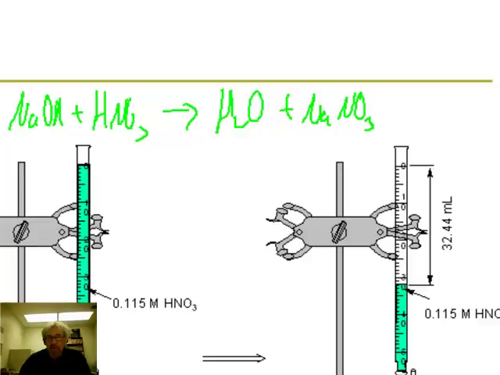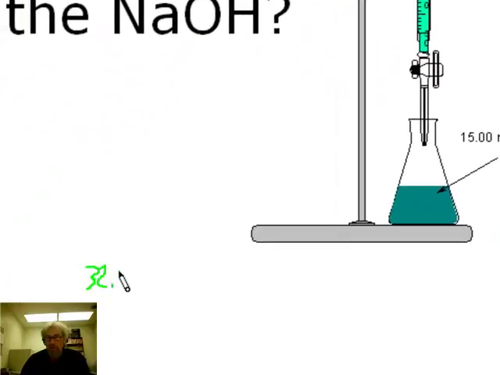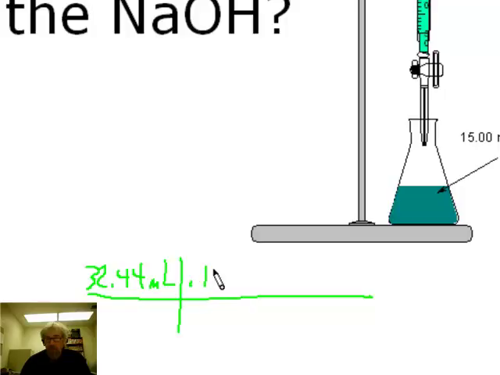Now, just like we've done in the past, our starting point is going to be the volume that's delivered from the burette. So starting with 32.44 milliliters, I'm going to multiply by the molarity of the titrant to find out the moles of HNO3 added at the equivalence point. It was 0.115 moles of HNO3 per liter. So with liters canceled, I have millimoles of HNO3. But I want to know how many millimoles of NaOH were in the flask. So I'm going to use my mole ratio of 1:1 from the balanced chemical equation.